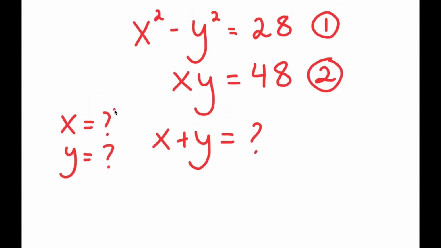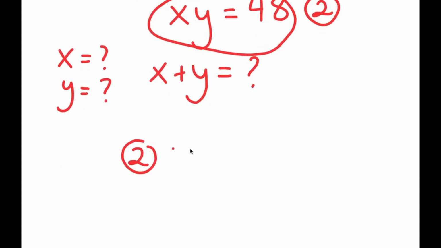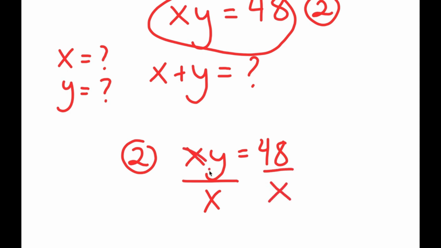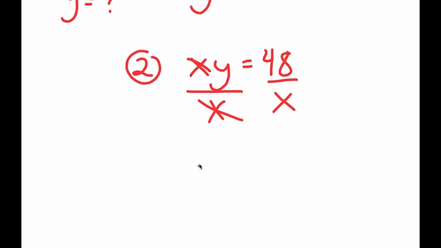So to start, what I'm going to do is use my second equation here. So equation 2 is x times y equals 48. And I'm going to solve for one variable in relation to the other. It doesn't matter which one, but in this case, I'm going to solve for y. And to solve for y, I have to isolate it, meaning I have to get rid of this x by dividing both sides by x. So I get y is equal to 48 over x.